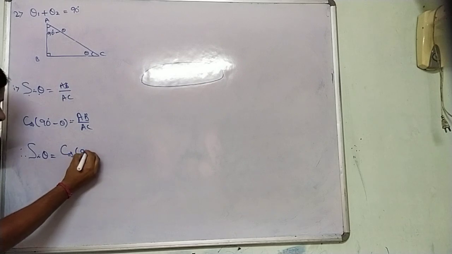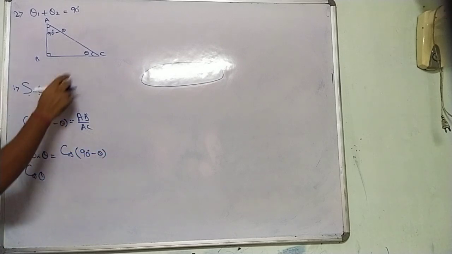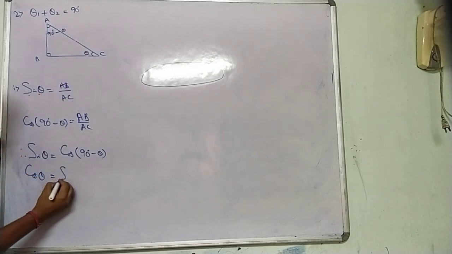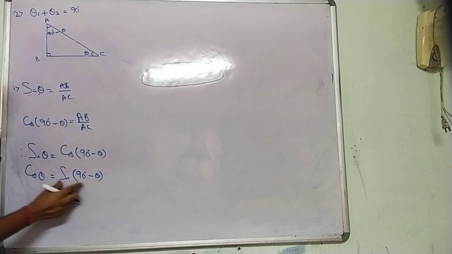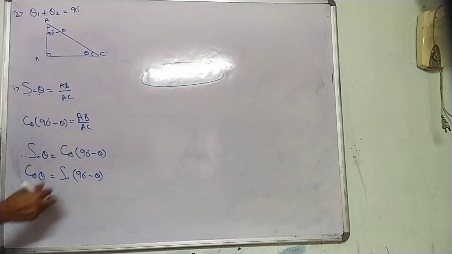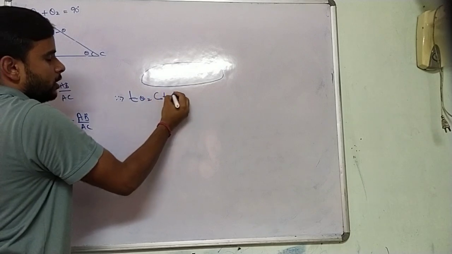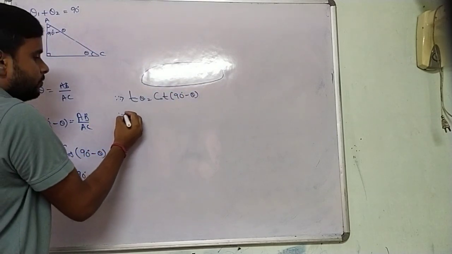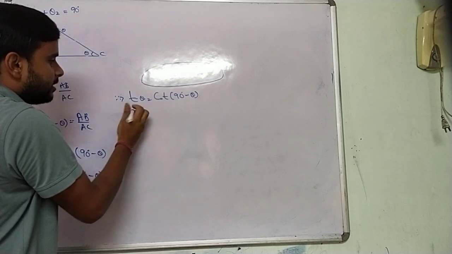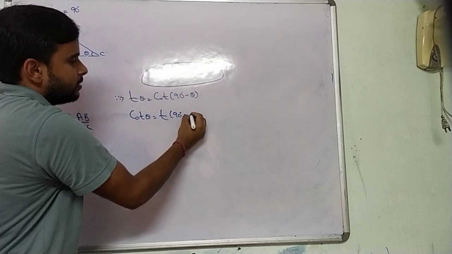What is complementary of this angle? 90 minus theta. Fine everyone? Similarly, if you find out cos theta, and if you check with its complementary angle, sine 90 minus theta, you will find that the ratio will be what? Same. Similarly, we have tan theta equals to cot 90 minus theta. You can derive the same way. Clear? And same way we can say that cot theta equals to tan of 90 minus theta.